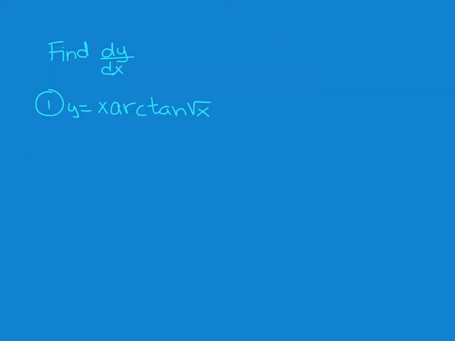So here's my first example. I have y equals x times arctan of x. Keep in mind that arctan is the same as inverse tangent. So we had on the previous page that the derivative of inverse tangent was 1 over x squared plus 1.